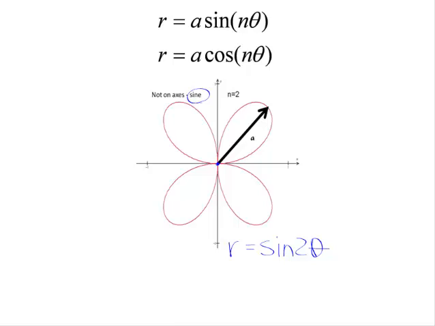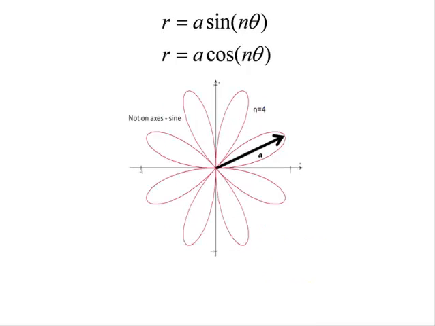The distance from the pole to the center of each leaf, regardless of whether it is on an axis or not, will be the distance of a, the coefficient to sine or cosine in your equation. Again, I don't have any leaves on an axis. That tells me this is sine. I have 8 leaves. Therefore, I know 8 is 2n, and n must be 4. This is r equals the sine of 4 theta.